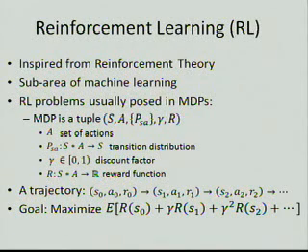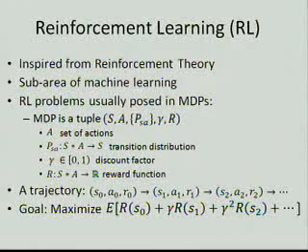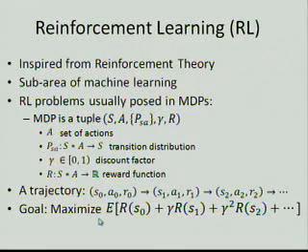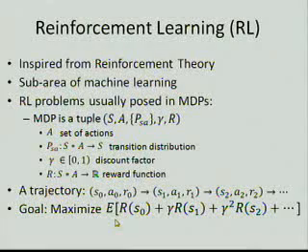We can trace what an agent is doing by looking at its trajectory. Suppose an agent starts in state S0, takes action A0, and then gets reward R0. It lands in state S1, takes action A1, and then gets reward R1, and so on and so forth. The goal of an agent is to maximize this expression, or the expected value of the discounted sum of reward. An agent behaving as such is said to be solving the problem optimally.